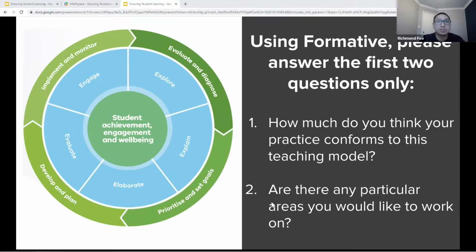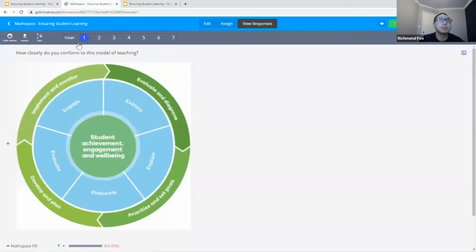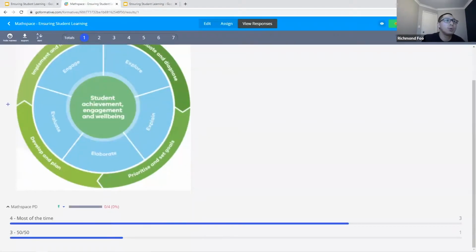I'll give you a couple of minutes, and while you're there, I am just going to jump to Go Formative and see what people are writing in. Wow, so I imagine we've got some really gung-ho teachers here. I don't know if you can see the results on my screen as well, but a couple of people are like, yeah, do this most of the time. And then some people do it 50-50, one person.